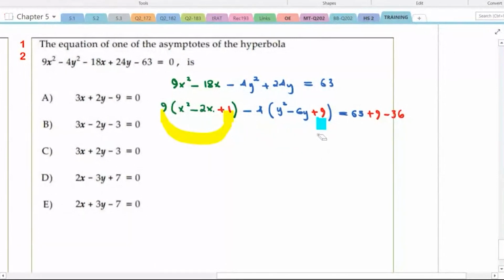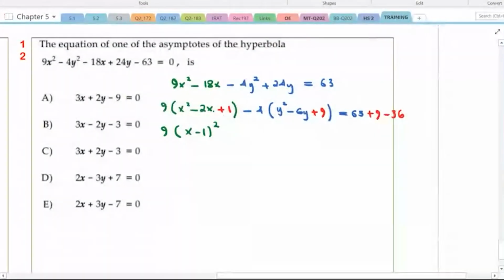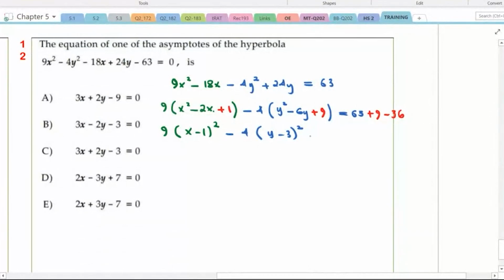So we subtract 36. Please be careful. If you add 36, you're going to get a wrong answer there. So let us simplify. What do we get? This is going to be 9 into (x minus 1) all squared, and then we have minus 4 into (y minus 3) all squared, gentlemen. And this will be equal to, if I add this and this one together, that is going to be 72 minus 36, and that is going to be 36.